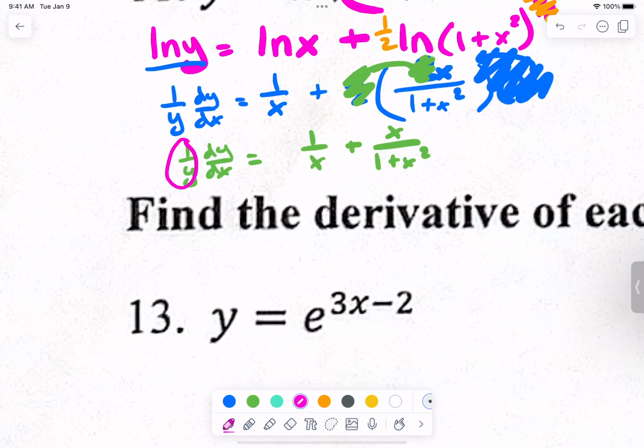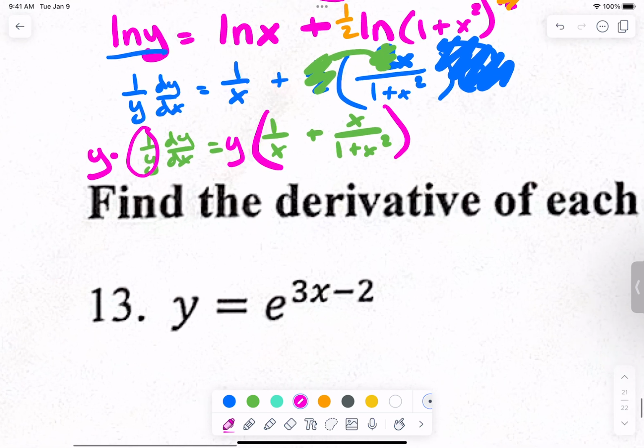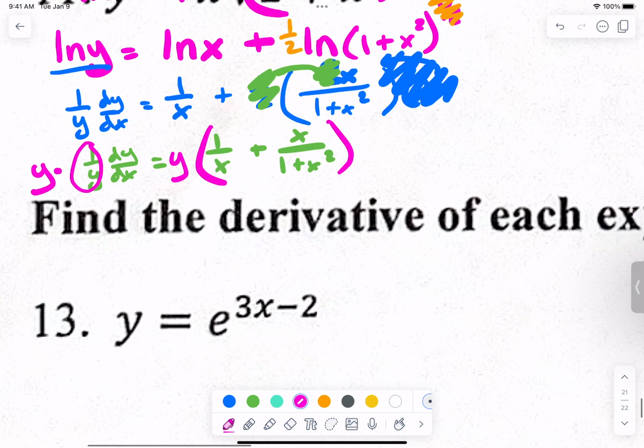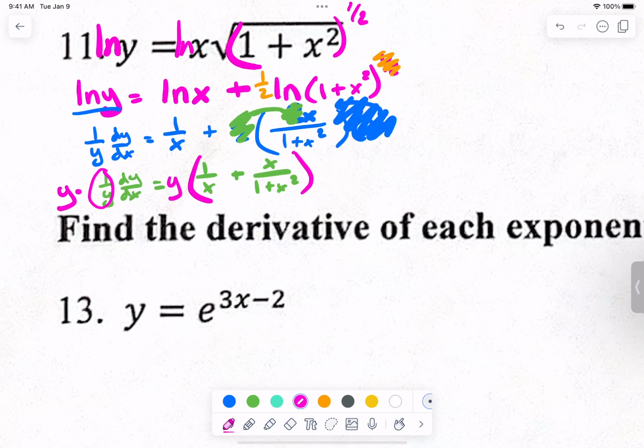So I have to get rid of the 1 over y, so I can divide by 1 over y, or multiply by y. So this guy multiplied by y. You gotta plug it in. Actually, we don't have to plug it in. Let's just leave him.